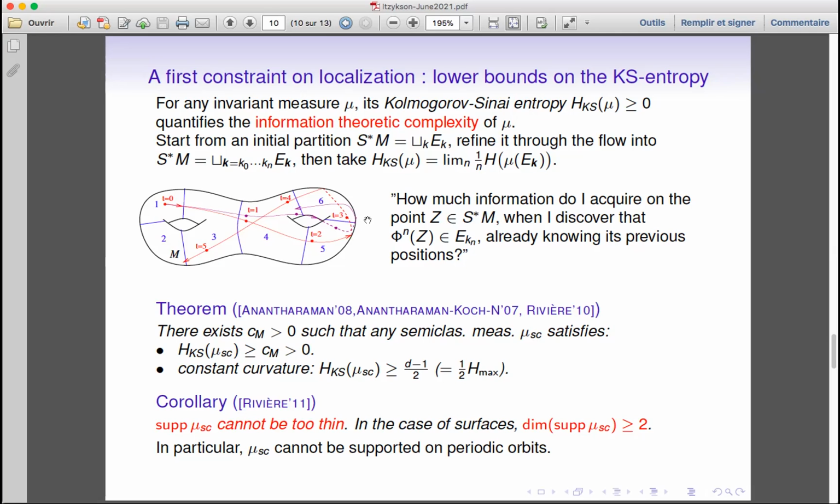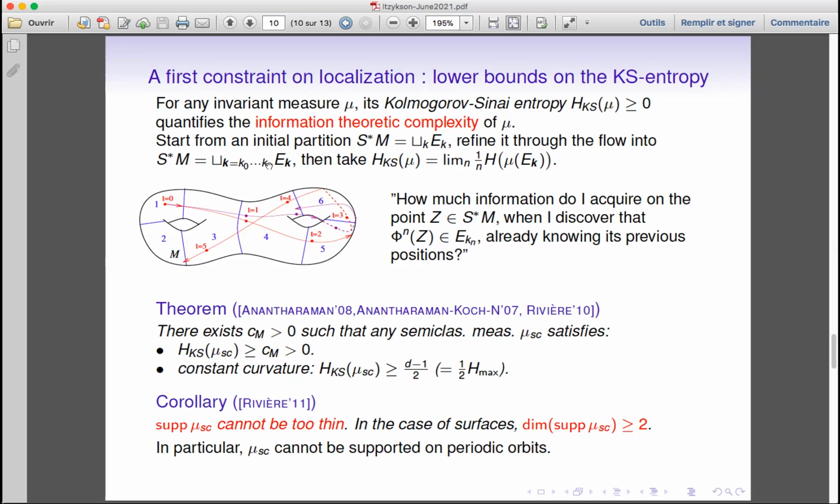And somehow the entropy tells me how much extra information I get about my initial point when discovering the next piece, the next number. The next number means in which part my point is at time n. So how much information do I get compared with the time n minus 1. So it gives you some idea of the spreading of the invariant measure among the little pieces, not just the initial pieces, but also the pieces which you get by refining the partition.